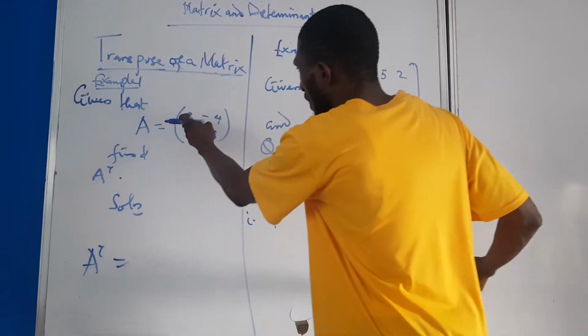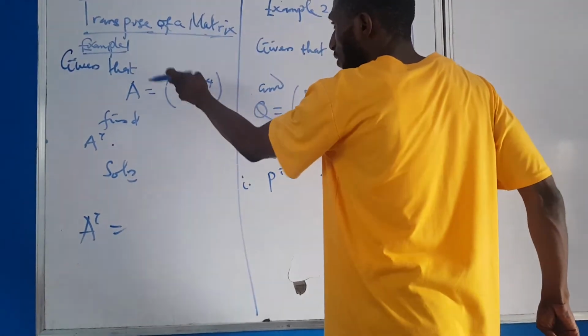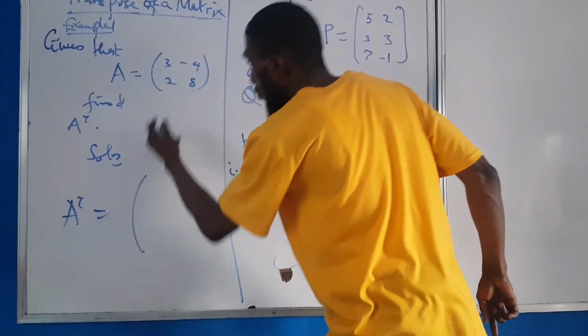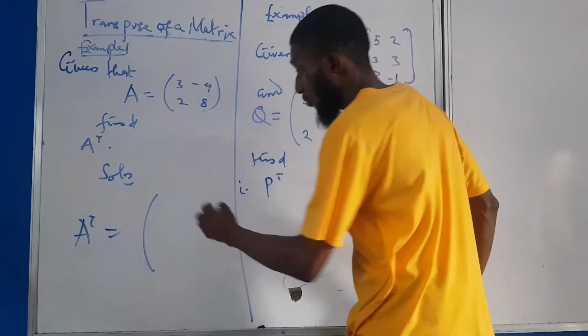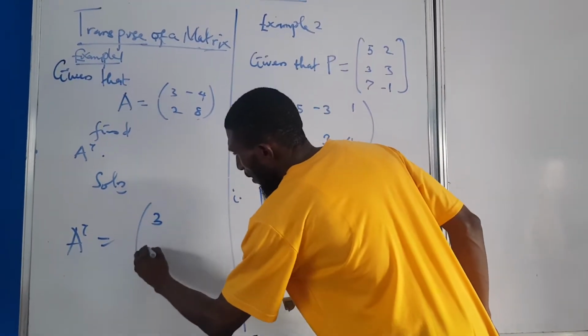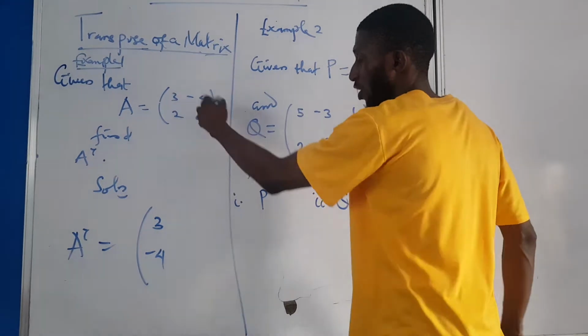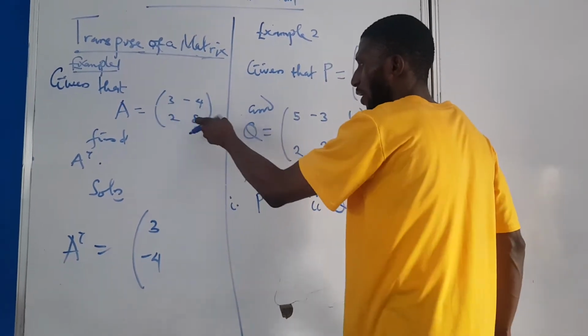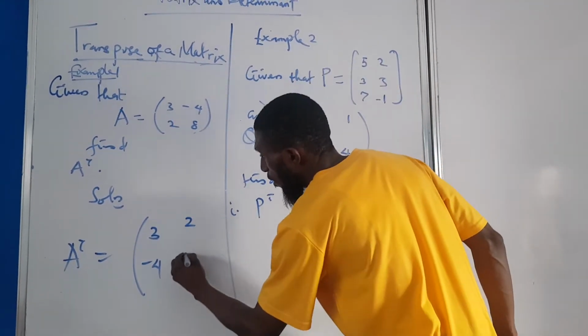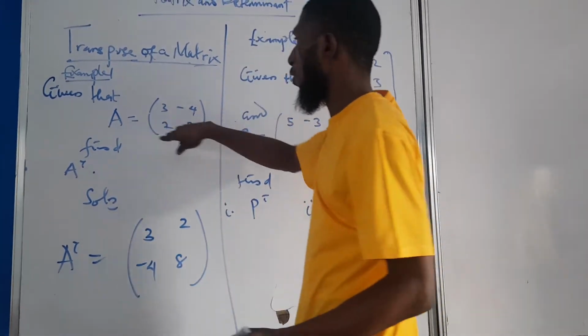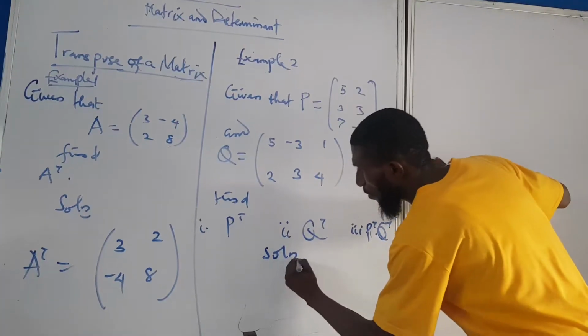Let's say from here our first row is 3 and minus 4. Then it's going to turn to our first column. We have it to be 3 and minus 4 after transposing it. Then for 2 and 8, we have to do what? 2 and 8. And this is the transpose of the matrix.